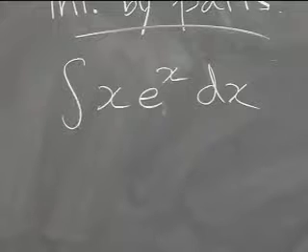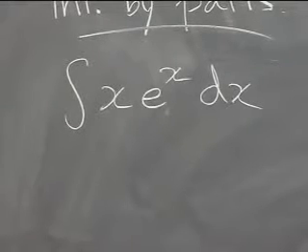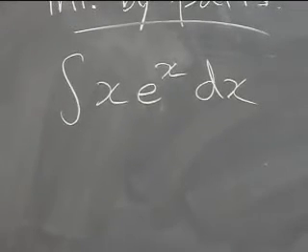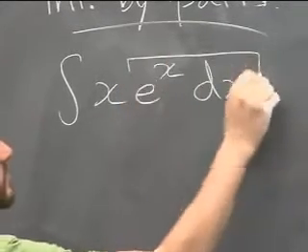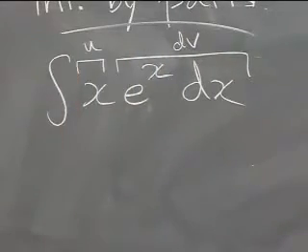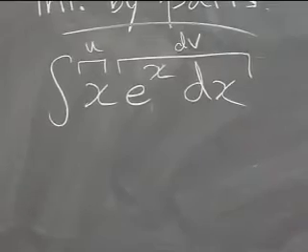So what you have to do is pick part of this to be a dv and part of this to be a u. And what you want to do is, if you can, pick an exponential or a trig in general to be a dv, because they're really nice to integrate. So I'm going to call this a dv. I'm going to call this a u. So what's the good of that?